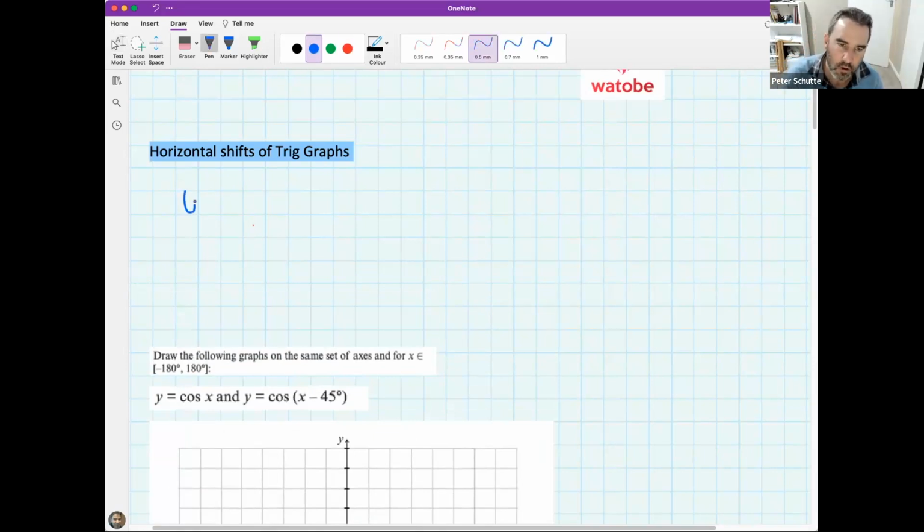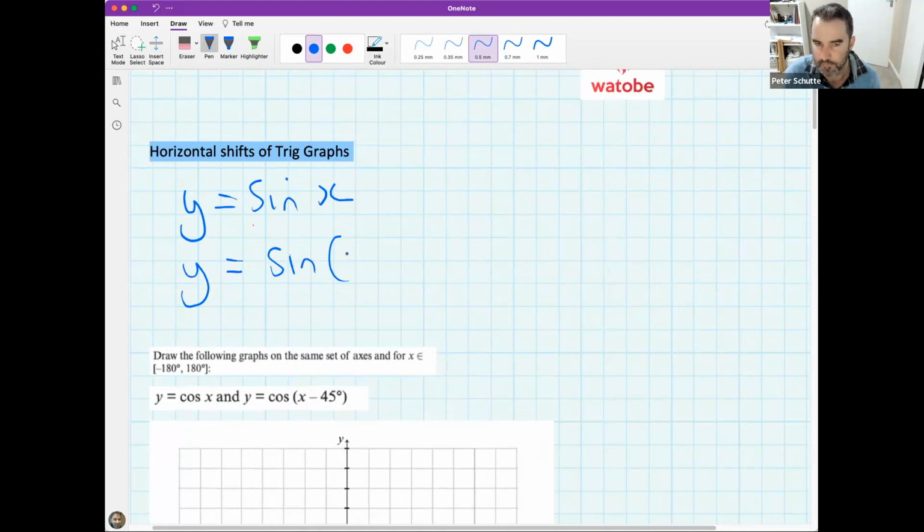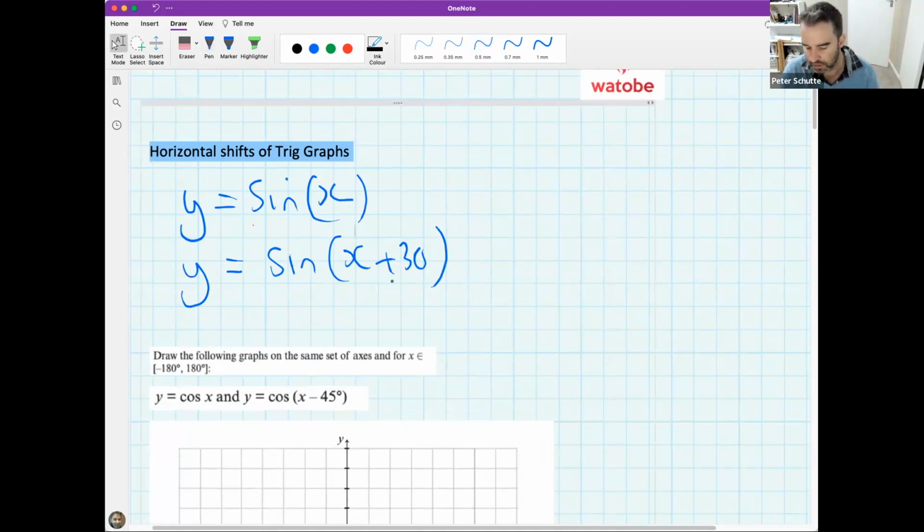So if we look at a basic trig graph, like say y equals sin x, it is possible to do a transformation where I shift it horizontally. What I want to ask you is, what effect do you think making x plus 30 the input to the sine function has on the graph? Do you think it moves it 30 degrees to the left, or 30 degrees to the right? Let me know in the chat.